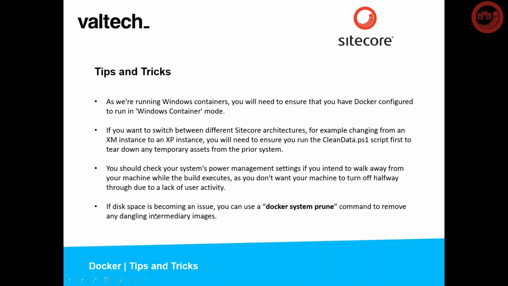And then the last thing is, if disk space is becoming an issue, you can use docker system prune. Docker system prune is something you can run after you build your project images. When you run your build.ps1 script, which creates your images for your specific version of Sitecore, it also creates some intermediary images which are no longer required once your final image is created. So you can clean up all those images by running the docker system prune command. So yeah, this is what we have.